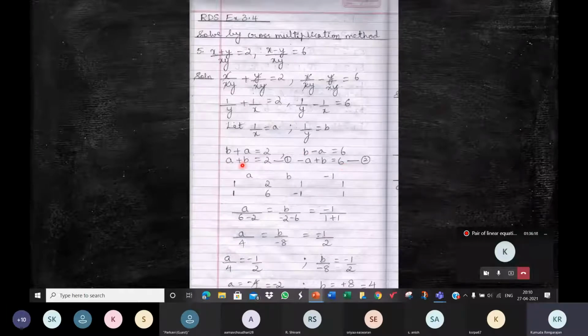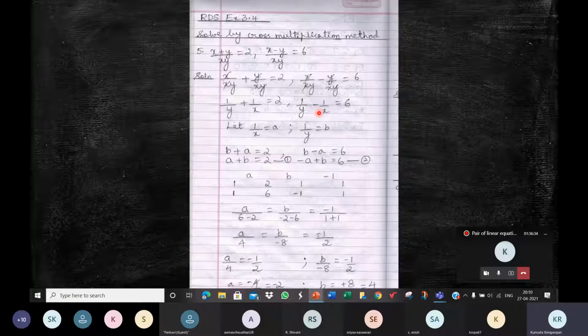So now we have two linear equations in a and b. See, earlier we had x and y in the denominator. So these two equations are equations, but they're not linear equations in x and y. They are equations in x and y, but not linear. So we convert them to a pair of linear equations in a and b.